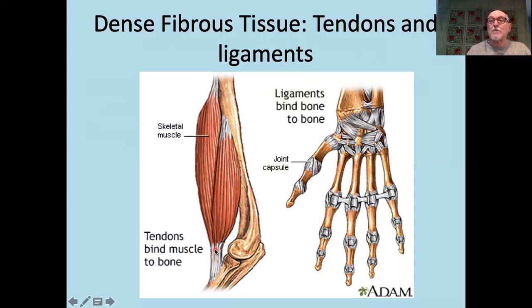Tendons are living tissue. This is not a dead rope connecting the muscle. It's a living tissue that connects the muscle to the bone. Ligaments are very similar in cellular makeup. They look very similar under the microscope. But ligaments are short, and they connect bone to bone. So all of these here are ligaments. They are all connecting bone to bone. And you'll realize that they're tremendously important because they stabilize our joints. They make our joints very, very strong.